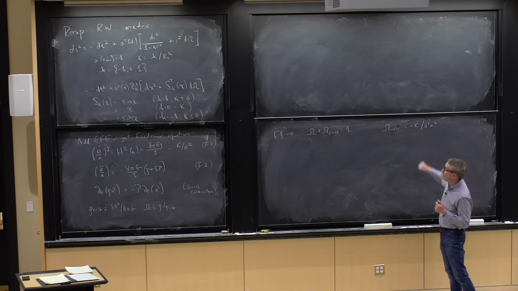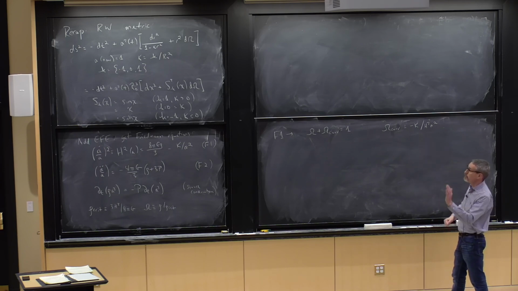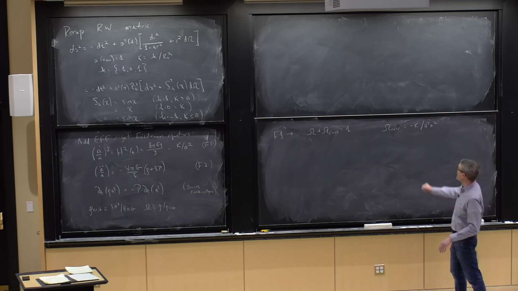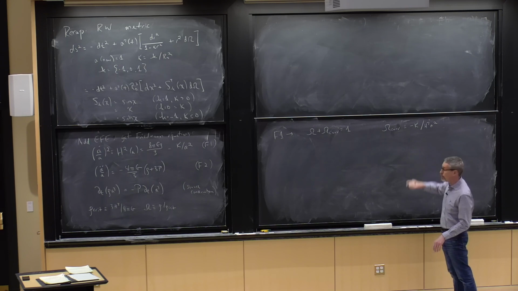So remember that this kappa is essentially -1, 0, or 1 modulo a factor of my overall scale. So this is either a positive number, 0, or a negative number.